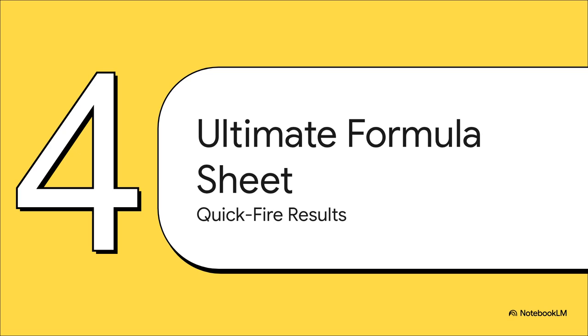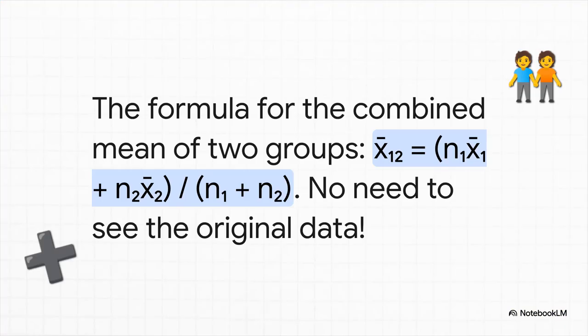All right, time for the rapid-fire round. These are the special formulas that JEE question setters absolutely love to use. Let's get these burned into your memory. First, combined mean. This is what you use when they give you two separate groups and ask for the overall average. You can see it's just a weighted average. You take the size of each group, multiply it by its mean, add them up, and divide by the total number of people. Super handy.